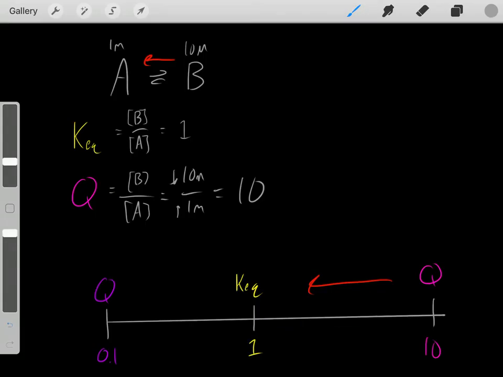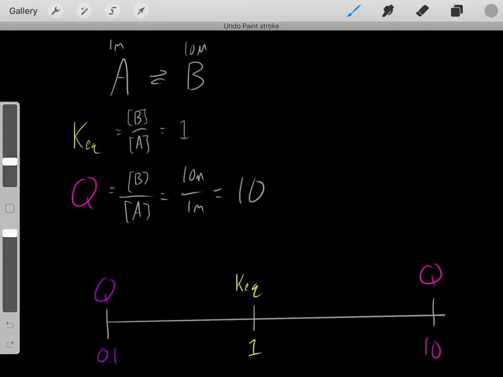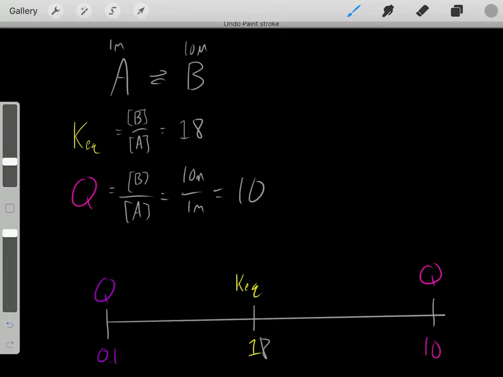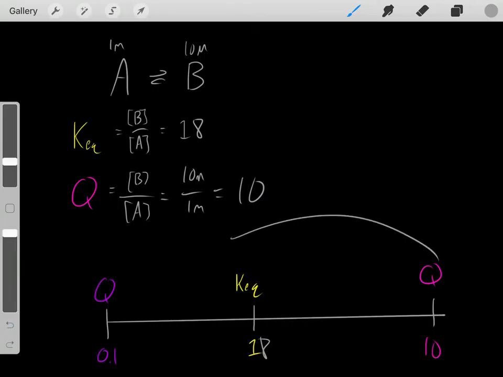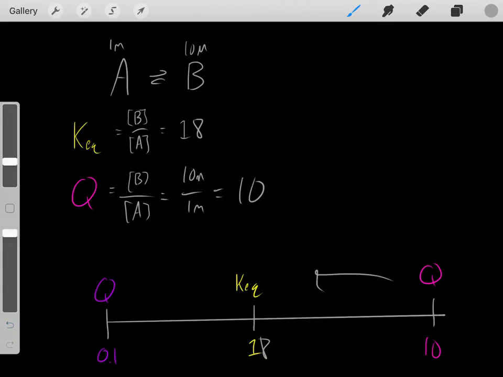So this number line trick always works, where you find your KQ, and if our KQ was 18, just something arbitrary, then in our center would be 18, and then we would find our reaction quotient. If our reaction quotient was to the left, we know the reaction is going to the right. If the reaction quotient was greater than our KQ, it would go towards the left. And again, the further away the reaction quotient is, the more it wants to go towards equilibrium.